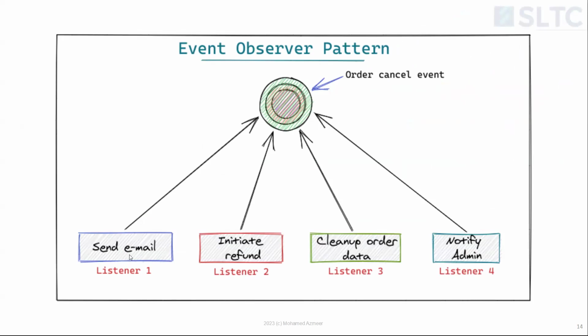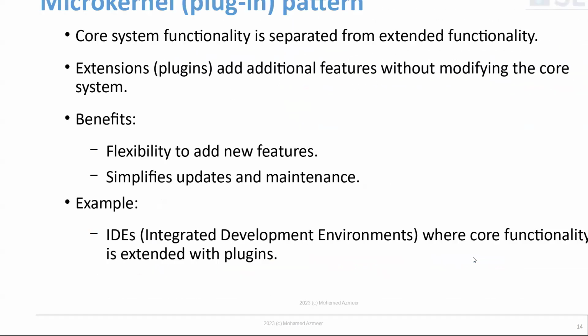And we need some sort of a subscription by others so that they will get this message. For example, listener one is listening for email sending. Listener two is looking for initiating refund activities. Listener three is looking at cleaning up the database. And listener four is looking at whenever someone has an order cancellation, they will inform the admin that there is a problem with our ordering system.